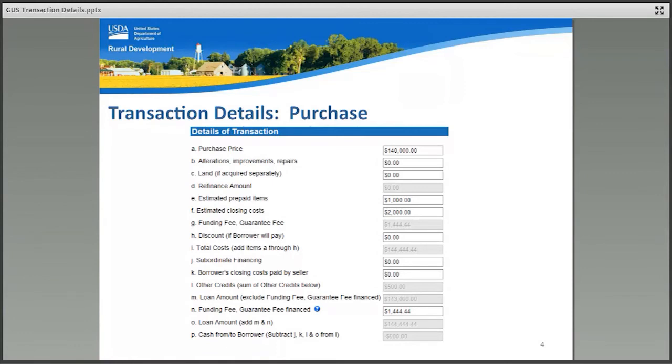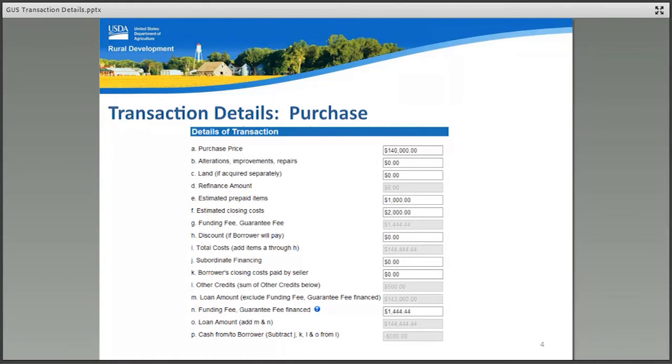N is funding fee, guarantee fee financed. The user must enter any portion of the upfront guarantee fee that will be financed into the loan. If the entire fee will be financed, the amount on line G must be entered here. Borrowers may finance the entire fee, finance a portion of the fee, or finance no part of the fee. O is for loan amount. GUS will tally the loan amount plus any portion of the upfront guarantee fee that will be financed. This data field cannot be edited.